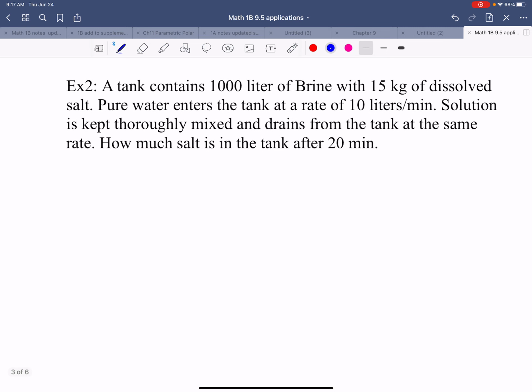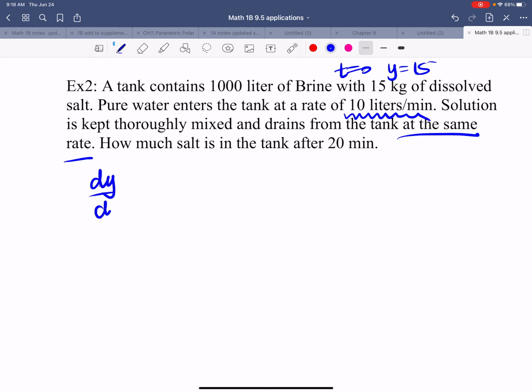See one more example. A tank contains 1,000 liters of brine with 15 kilograms of dissolved salt. So when time is 0, y is 15. Pure water enters the tank at a rate of 10 liters per minute. Solution is kept thoroughly mixed and drains from the tank at the same rate. So same rate coming in, same rate going out. The rate is 10 liters per minute.